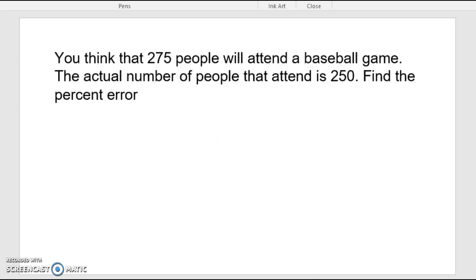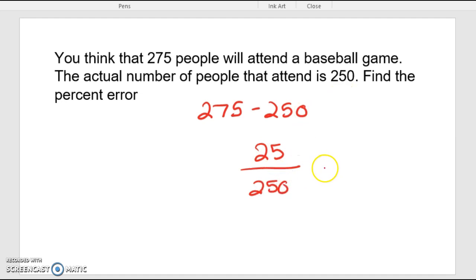All right, you think that 275 people will attend a baseball game. The actual number that attend is 250. 275 minus 250, and then we put that over... So to find our percent error, we find the difference. So our difference would be 25, and we put it over our original, which is 250. And if we divide 25 by 250, we get 0.1, or we can say a 10% error.